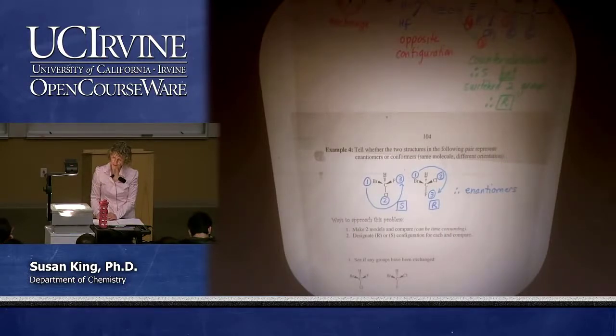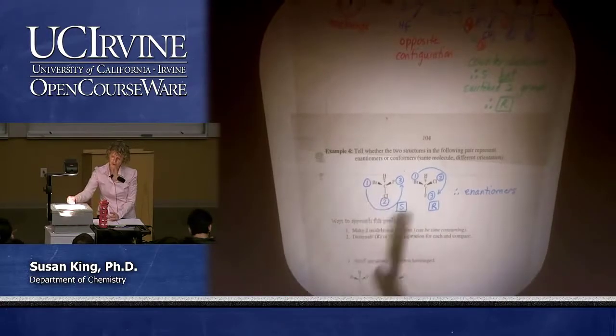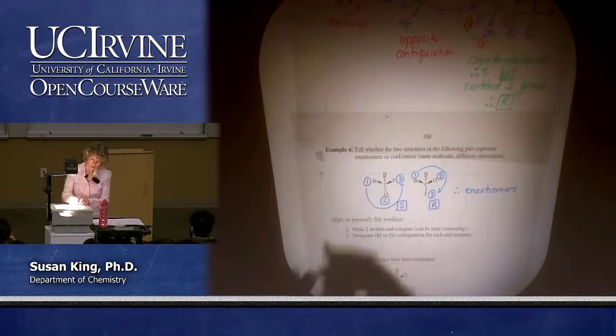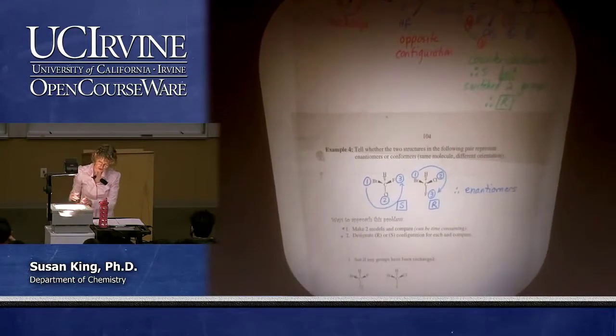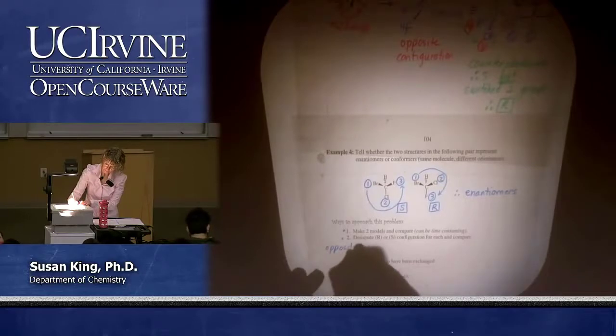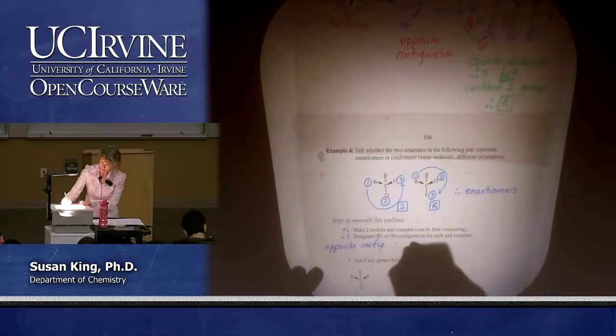We could have actually made 2 models and compared. That can be time consuming. And some of you will do that, and that's fine. But I just want to give you alternatives. So if we made the 2 models and then compared them, we would be able to see that when we tried to line up the bonds, two of the atoms wouldn't be able to line up. Okay? So number 1 would be that. Number 2 is what we just did. So opposite configurations. Therefore, enantiomers.